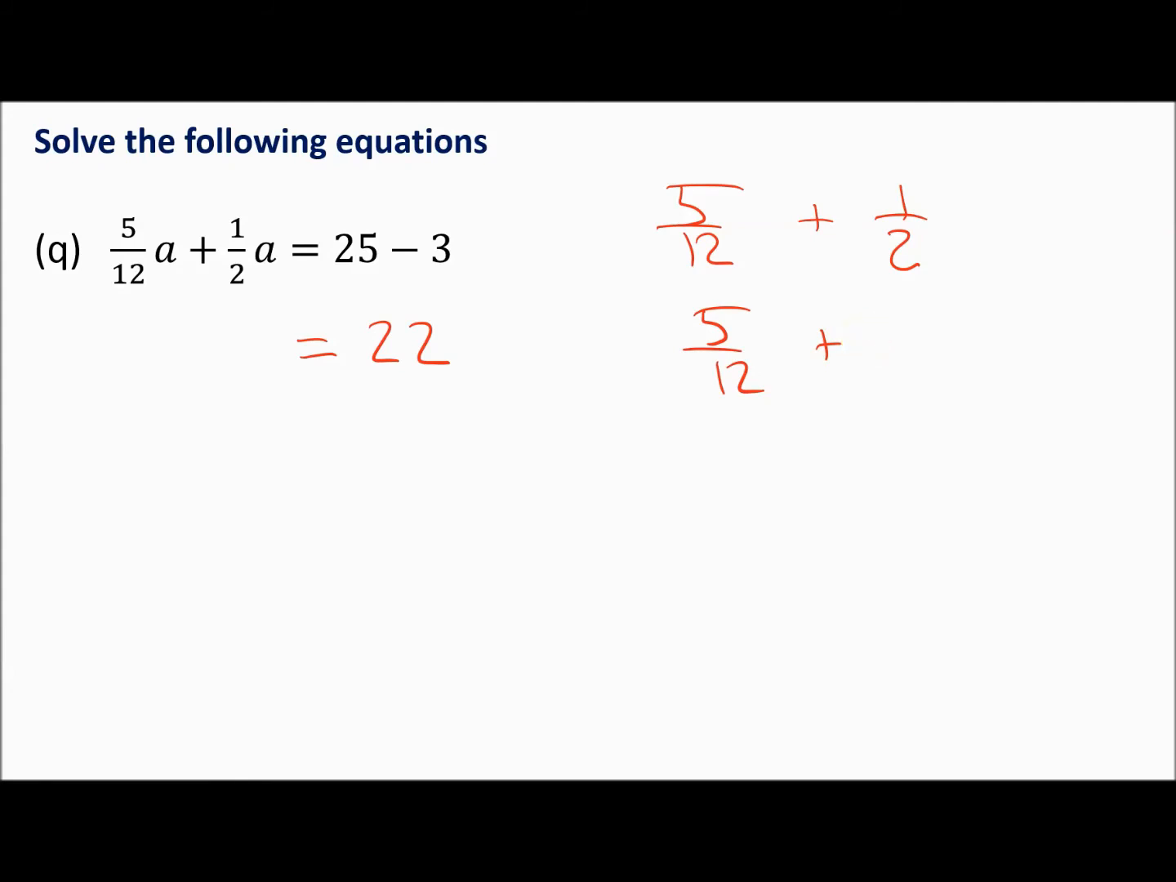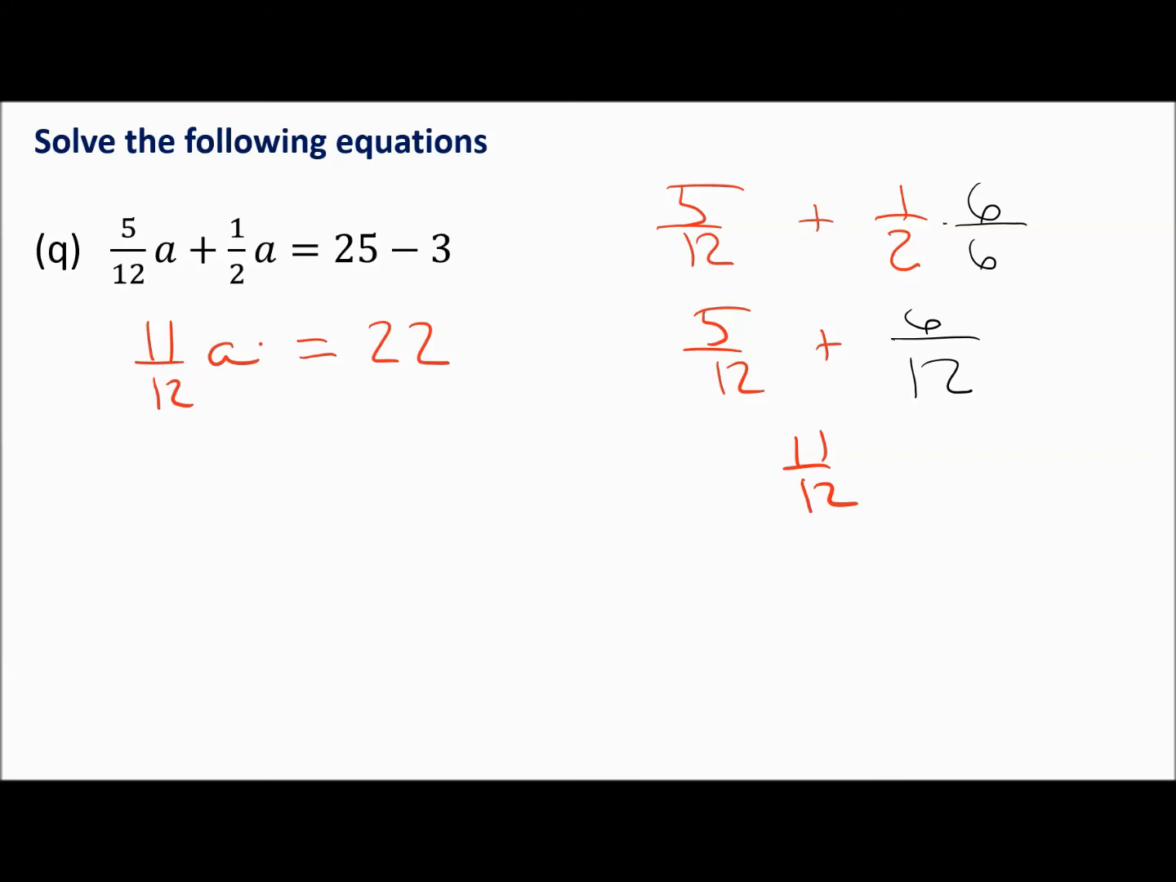So 5/12 just stays 5/12. But 1/2, to make that a 12, I need to multiply the denominator by 6, and if I do that, I have to multiply the numerator by 6 as well, so that's basically 6/12. So when I add those, I get 11/12. So why did I add those? Because those are the A's, so I have 11/12 A.